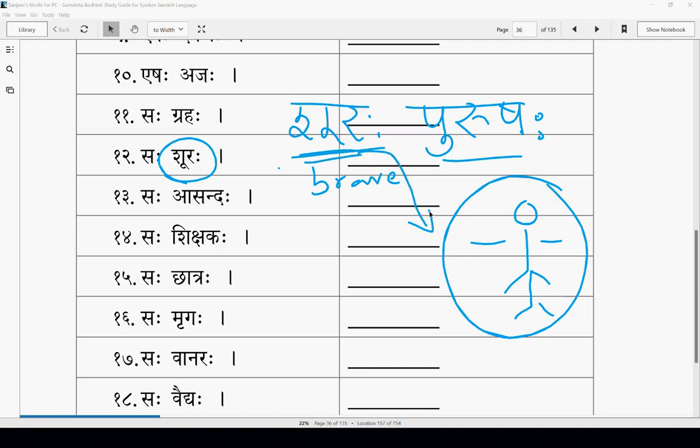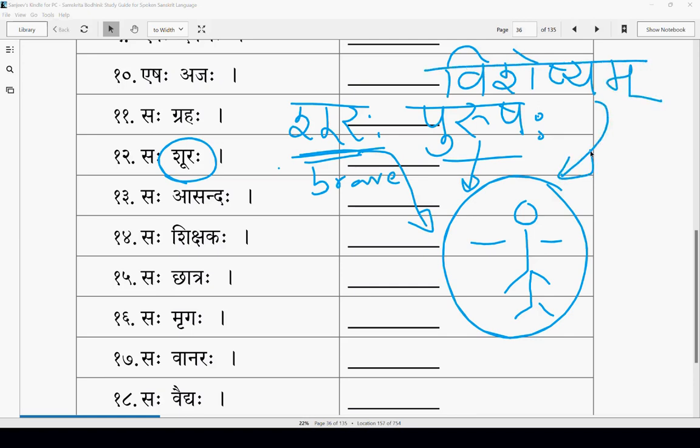This is Visheshanam, and this is called Vishesham. The one which is being described is called Vishesham. Both refer to the same object, Visheshanam.